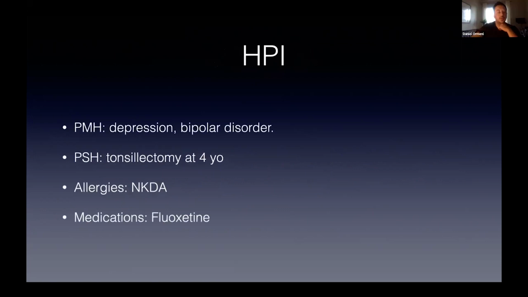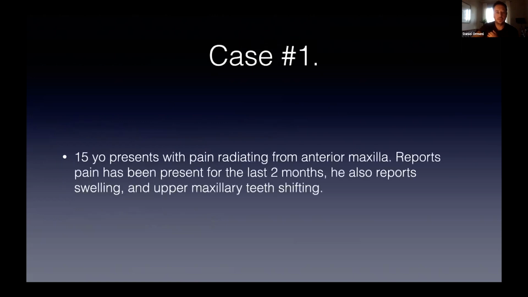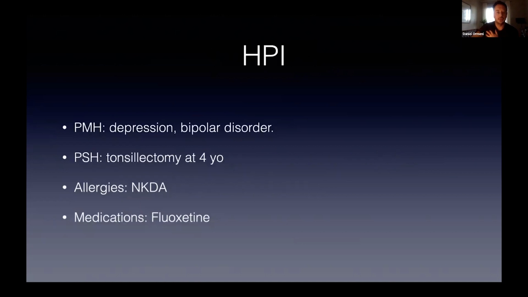Sure. Past medical history is consistent with depression and bipolar disorder. He had a tonsillectomy at 4 years old, no drug allergies. He's taking an SSRI for his depression. He's in an institutional place right now, going through a manic crisis. His mom is out of town, so he's a little bit by himself. He's with his dad and his caretaker when he comes to the appointment. As mentioned, the pain has been present for 2 months. He doesn't really know what's going on. That's pretty much it. What would you like to know next?